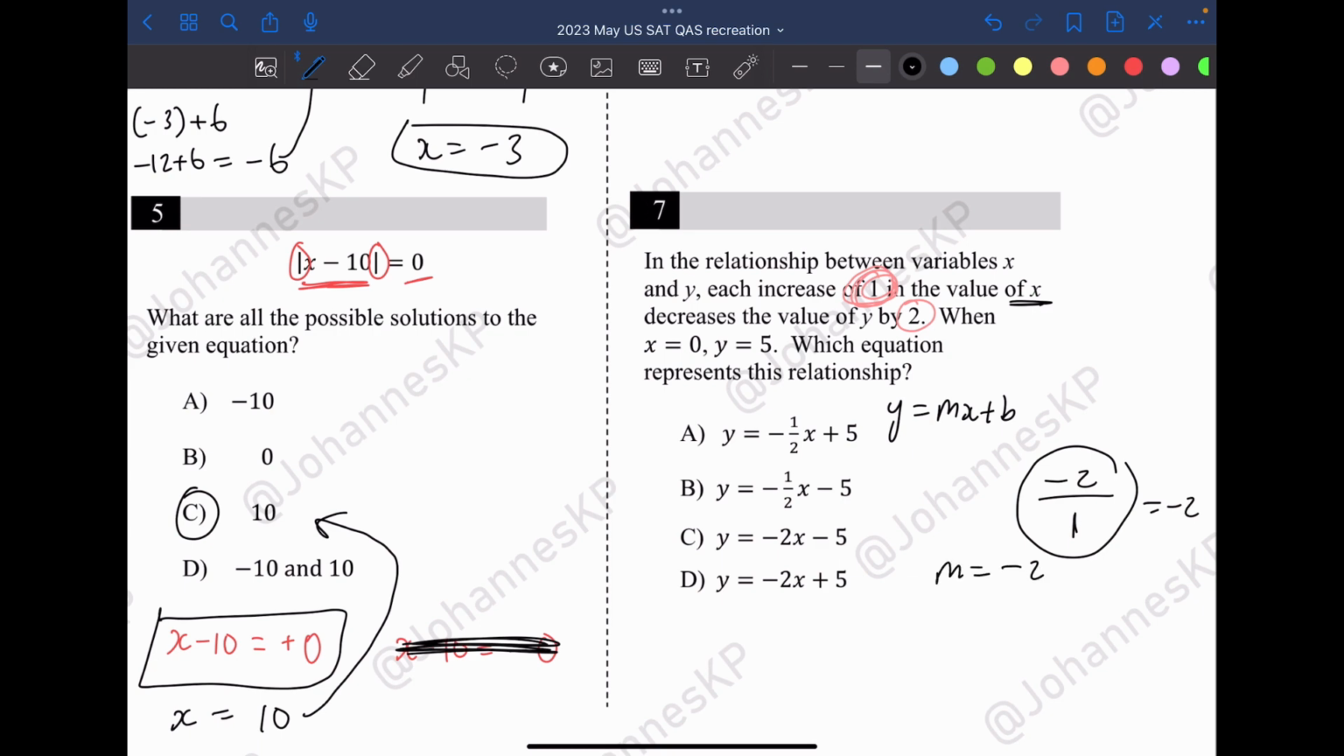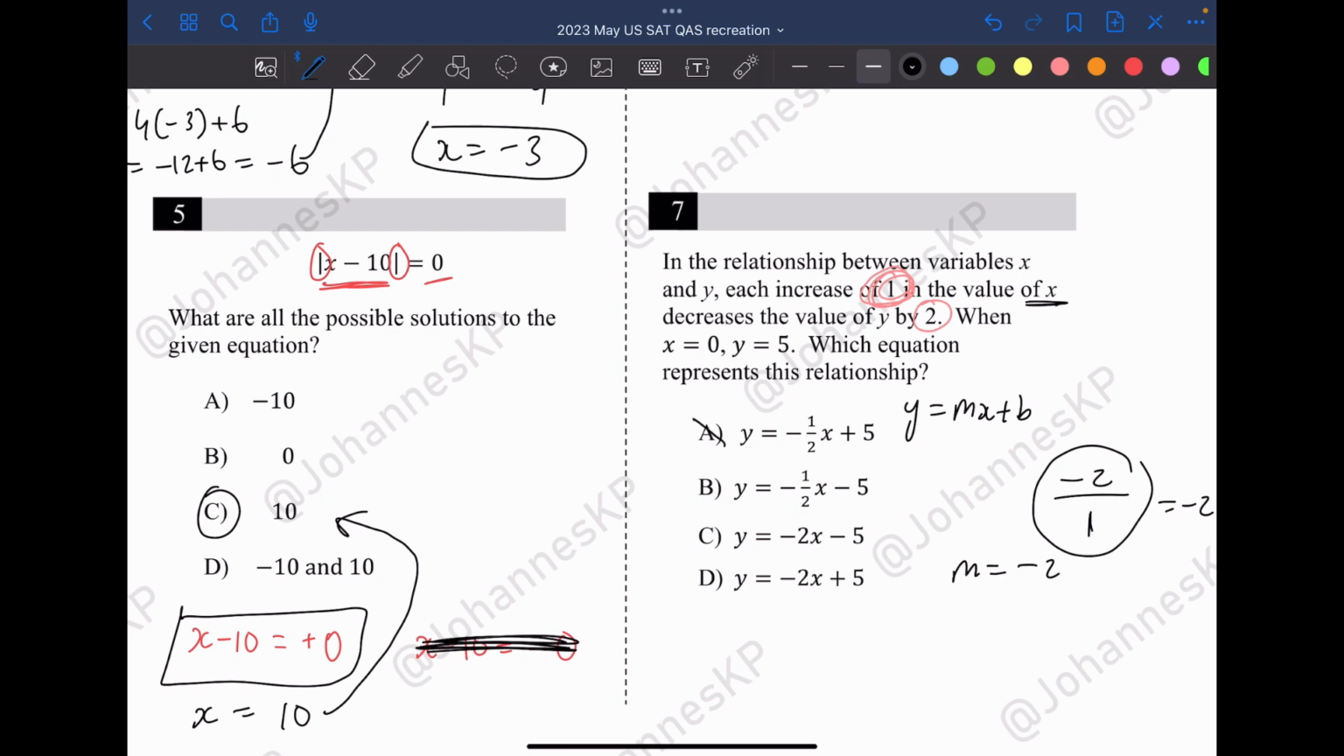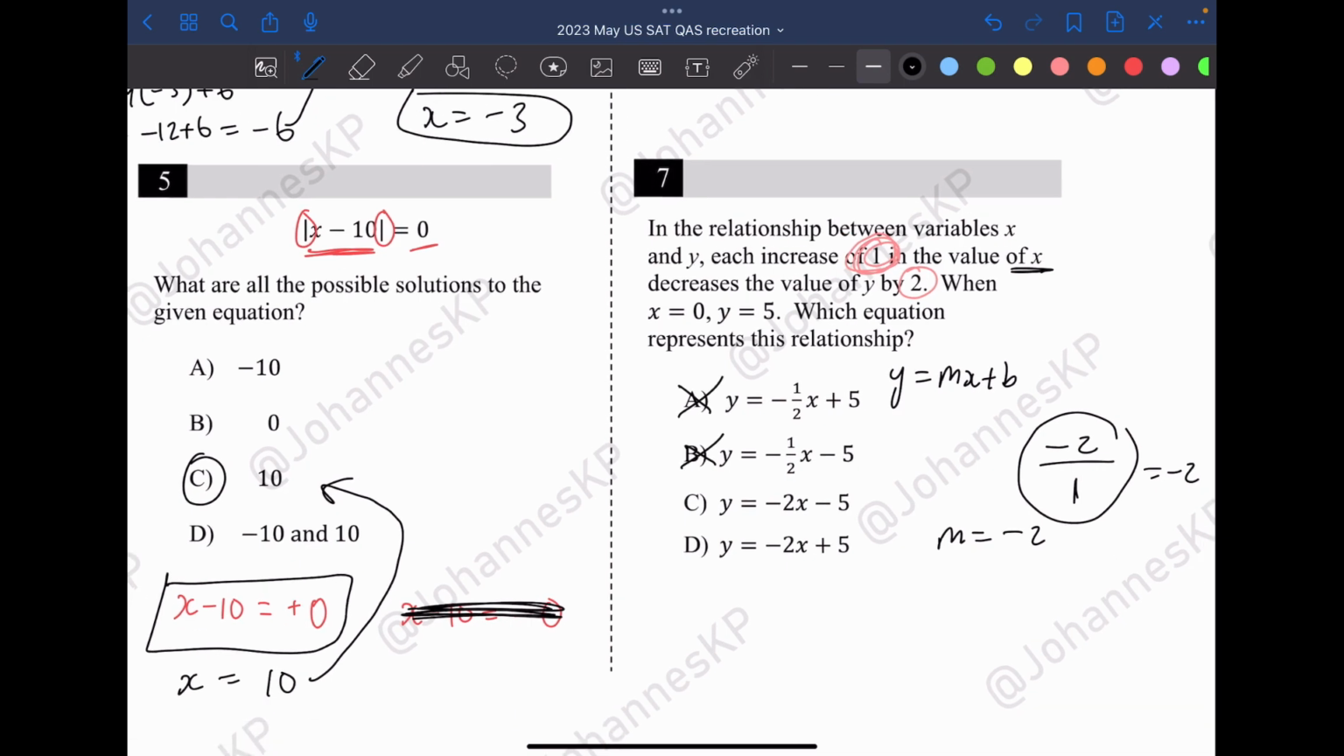We already know that it's going to be either C or D, so let's cross out A and B because they have slopes of negative 1/2, which is wrong. Okay, so we got negative 2. Now let's plug in the value that we got. This is a point, (0, 5). It's a point on the function.